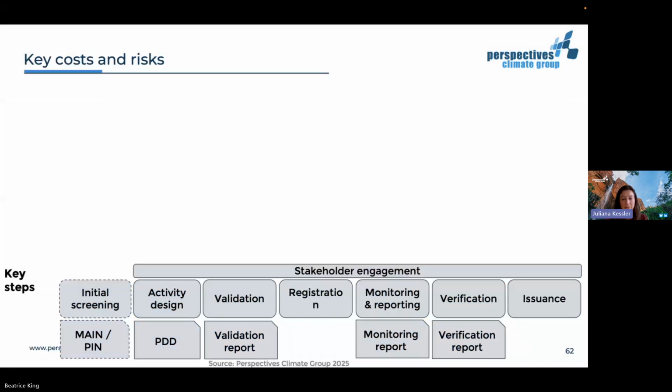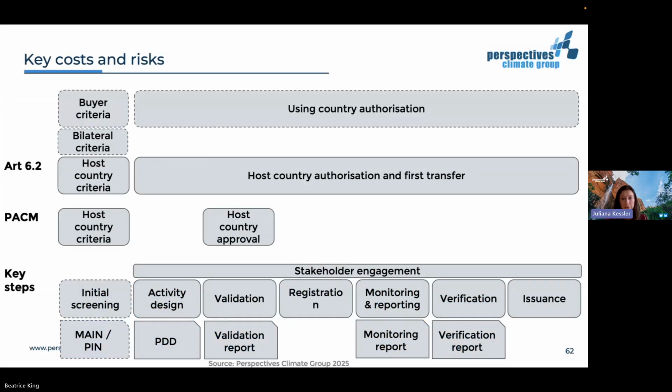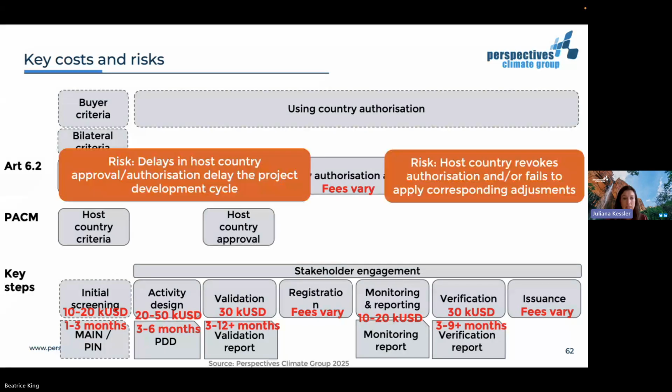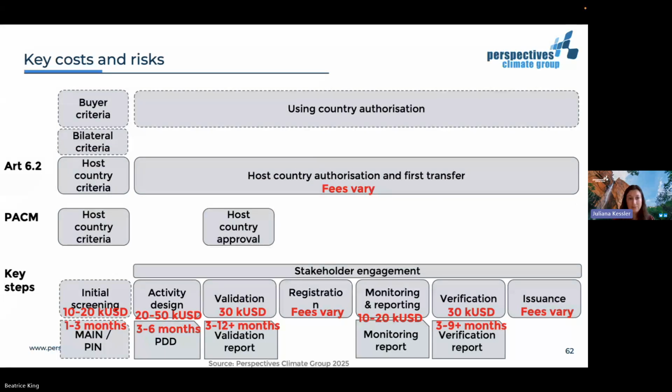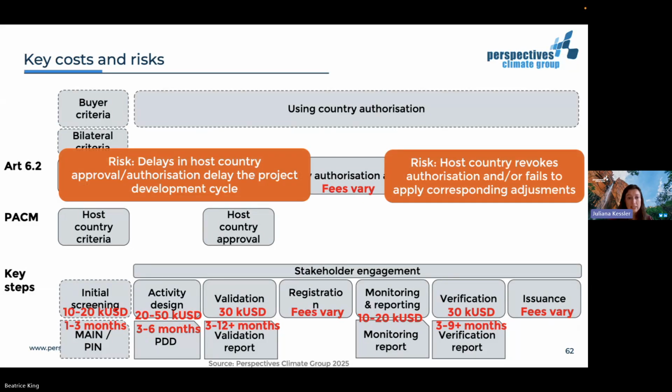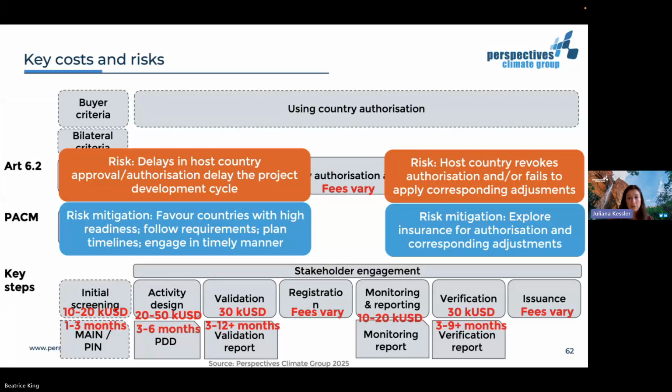Moving to the next slide. We have heard already about concerns about different risks in the chat, in the Q&A. With the host country authorization, obviously a risk, and that has been raised in the chat, is also these delays that you could experience. So under 6.4, for example, with the approval of the activity, and also with the authorization under 6.2. That could really delay this activity development cycle.